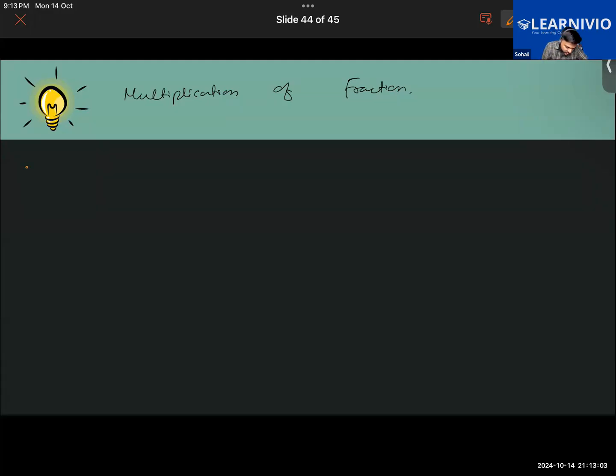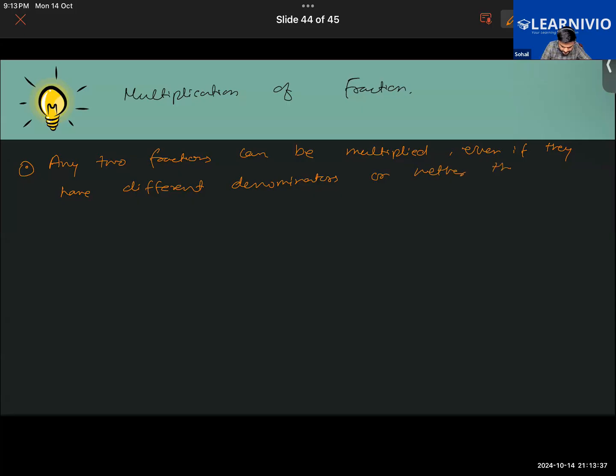Getting the point of what I'm trying to say? Yes. So I'm writing some important points: any two fractions, or more than two fractions, can be multiplied even if they have different denominators, whether they are like or unlike fractions.